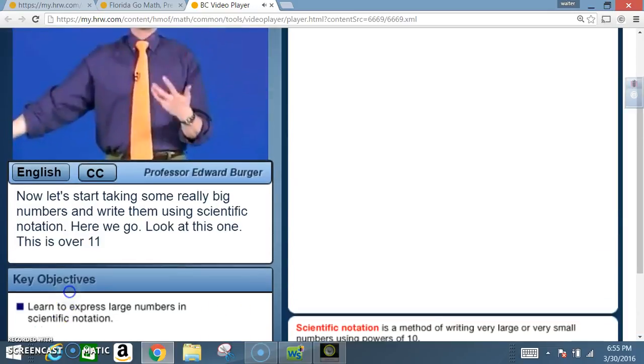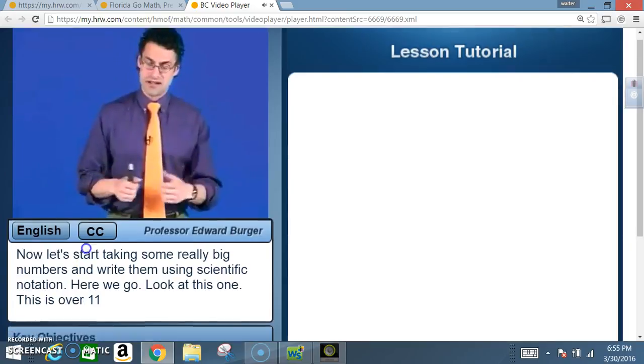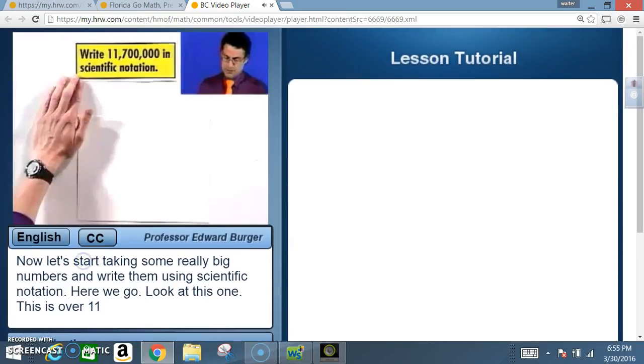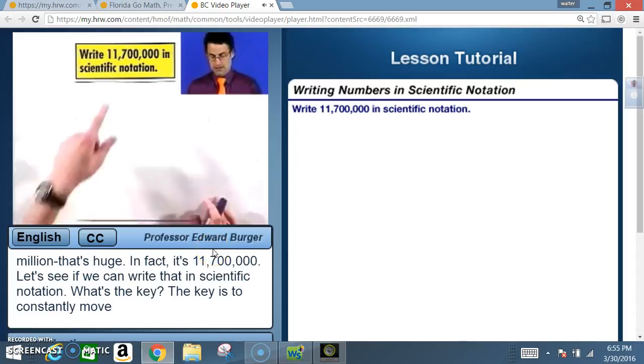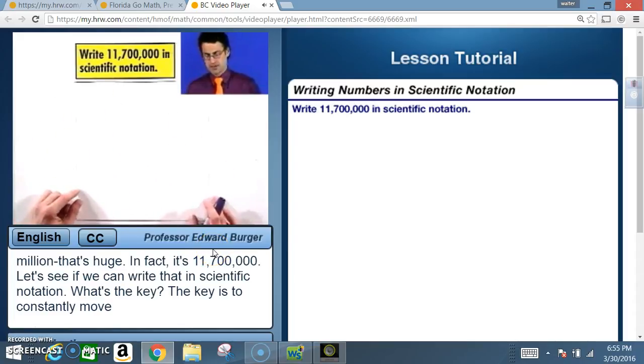Okay, now let's start taking some really big numbers and writing them using scientific notation. So here we go. Look at this one. This is over 11 million. That's huge. In fact, 11,700,000. Let's see if we can write that in scientific notation.